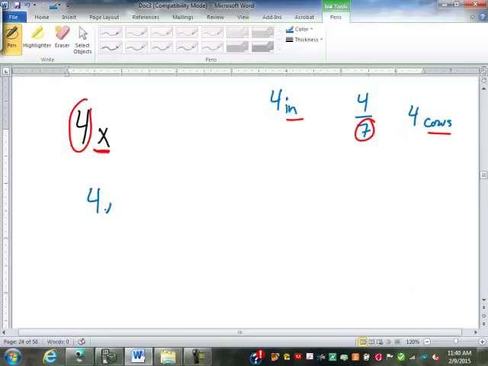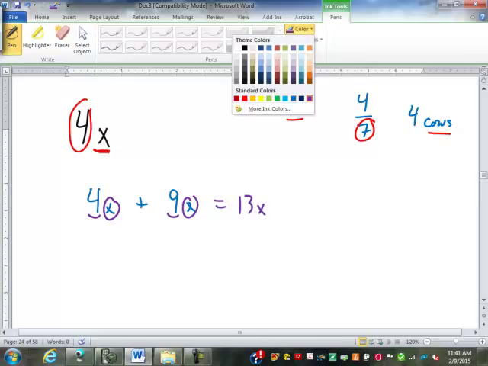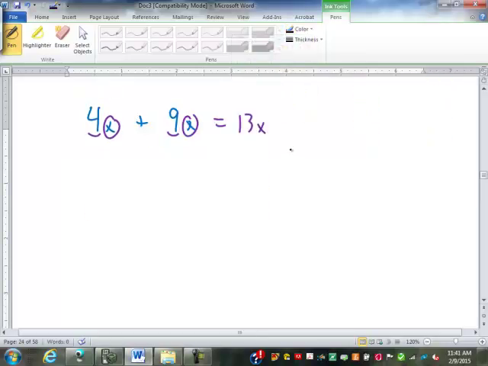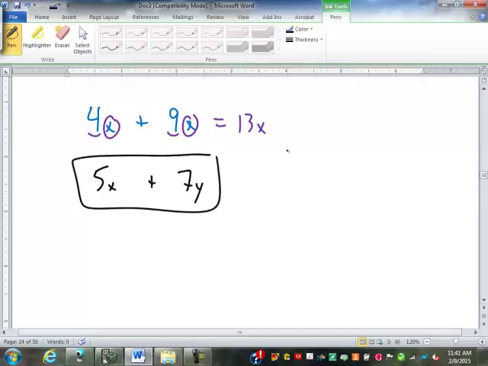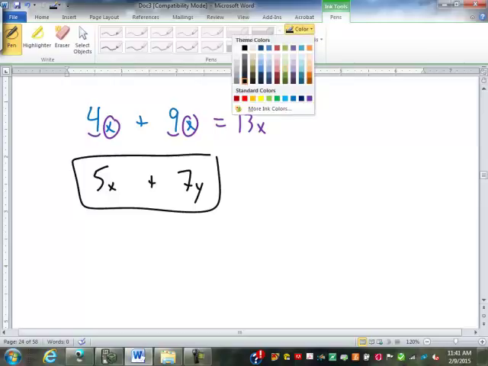So if we have 4x and we want to add 9x to it, just like if we had 4 inches plus 9 inches, we combine the counts. 4 plus 9 is 13, and we keep that same name of x. Or if we had things that were different names like 5x plus 7y, we cannot add those. We can't combine those with addition or subtraction because they have different names.